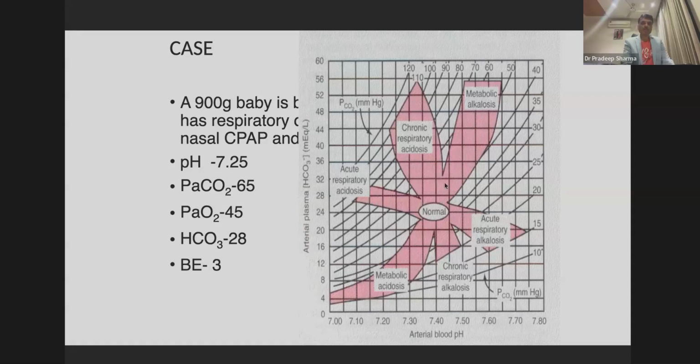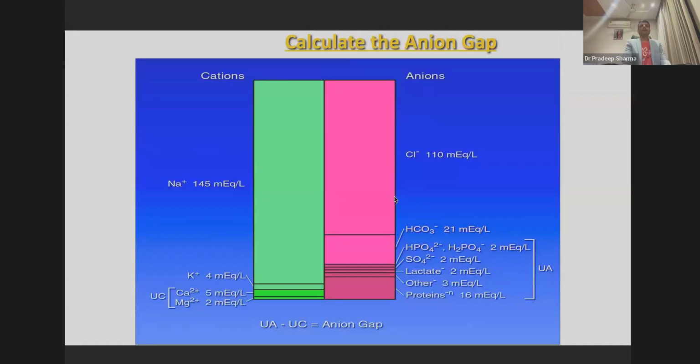So when you are in the pink range, you are having a simple disorder. When you are in the white range, you are in a mixed disorder. So this patient is having a simple acute respiratory acidosis. Anion gap. So calculate the anion gap in this patient.